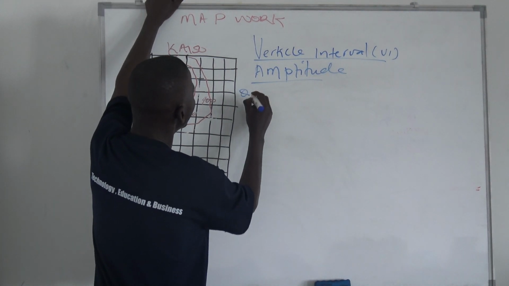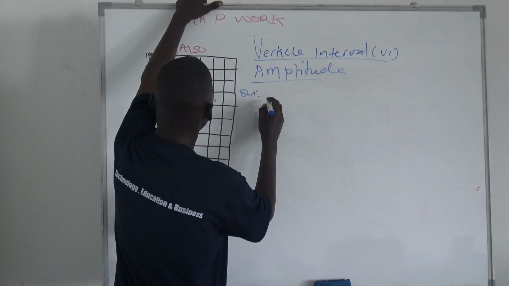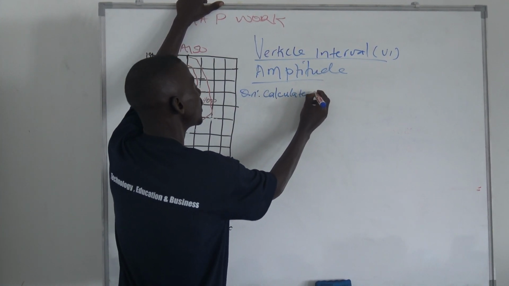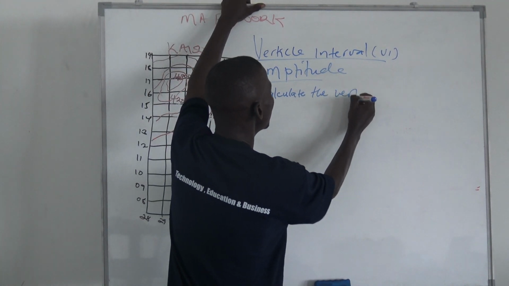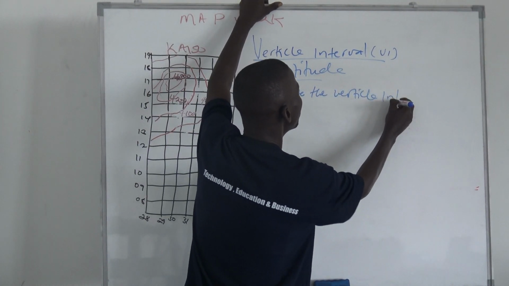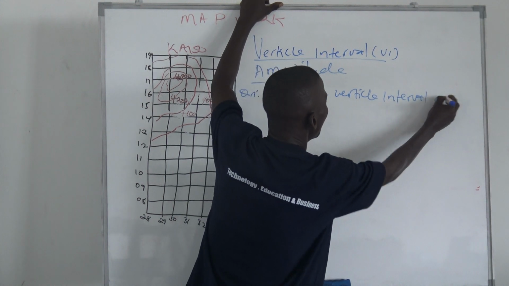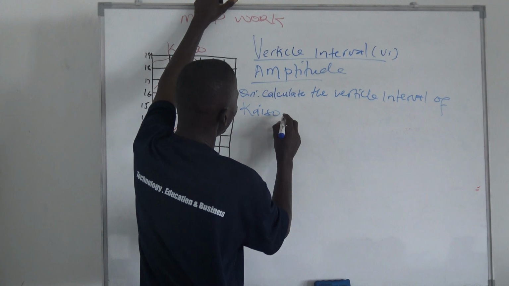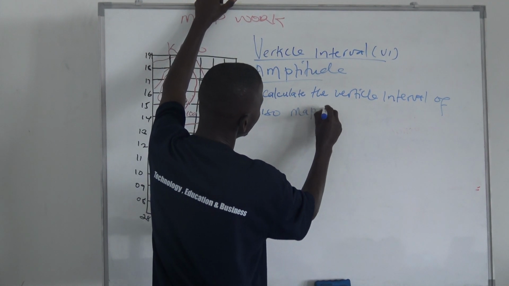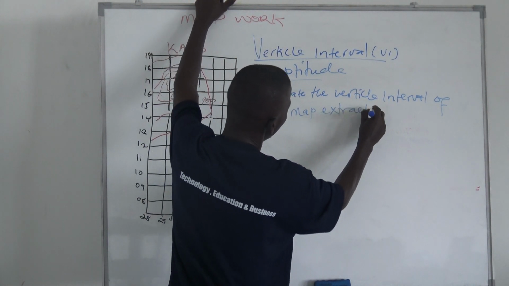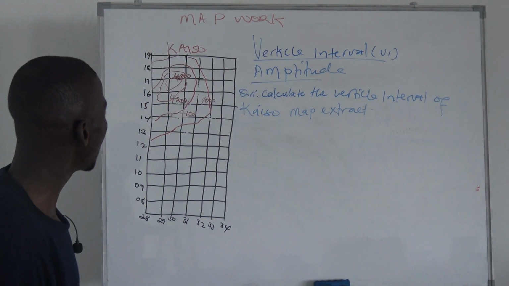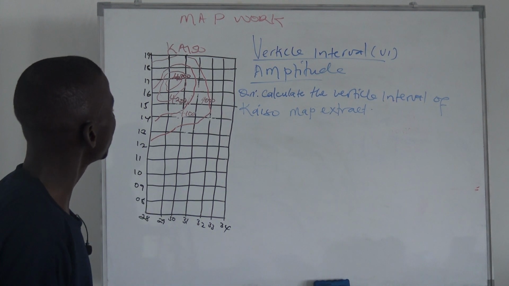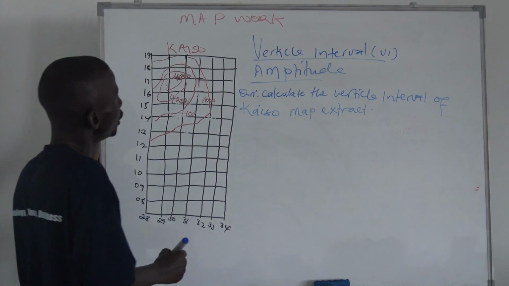If somebody had a question: calculate the vertical interval of Kaiso map extract. How would you do that? In order to calculate the vertical interval, what is vertical interval?